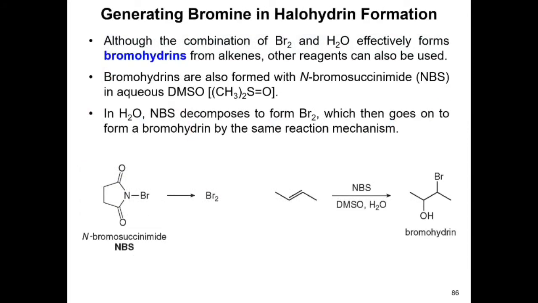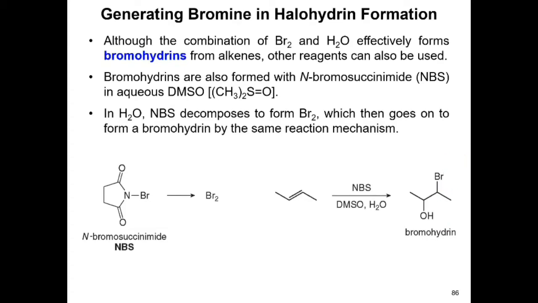So bromohydrins can be generated from alkenes by the combination of liquid bromine and water. Other reagents can also be used. For example, NBS, which stands for N-bromosuccinimide, in aqueous DMSO. So this is the structure of N-bromosuccinimide. Here we have a trans alkene that reacts with NBS in aqueous DMSO.